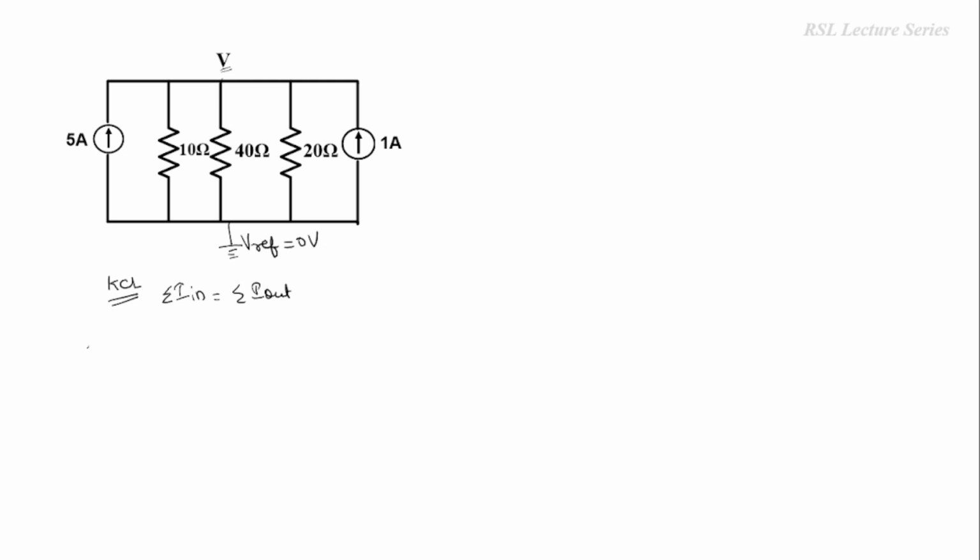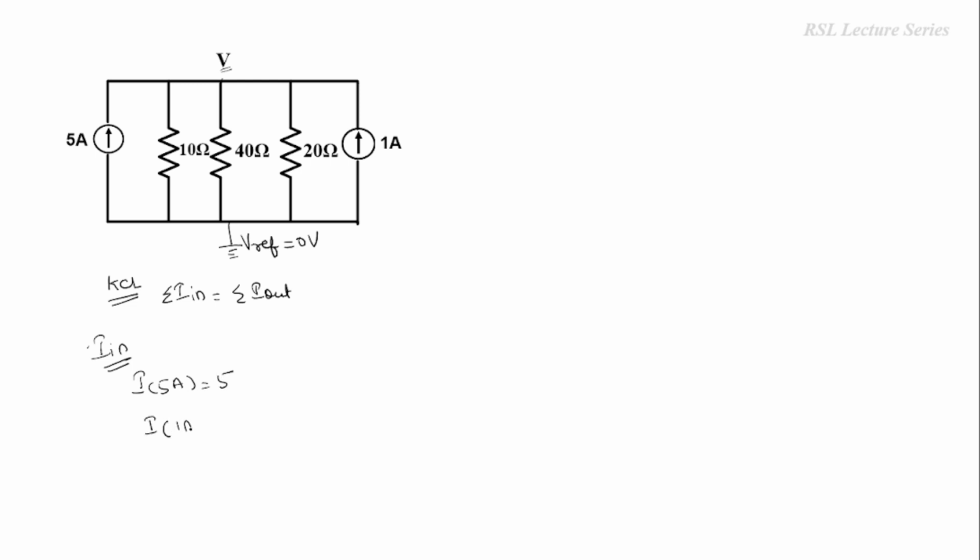Now we have to write both incoming as well as outgoing currents with respect to this particular node. Incoming current is written with respect to the current source. If the current source direction is towards the node, then it is considered incoming. Here we have 2 current sources and 3 resistors. The 5 ampere source is towards this node, and similarly the 1 ampere source is also towards this node. So both currents are incoming currents.